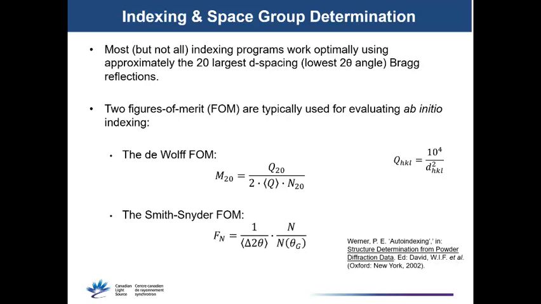The second indexing figure of merit is the Smith-Snyder figure of merit, and it's formally defined for an arbitrary number of indexed peaks. And for both of these figures of merit, essentially, the higher the value you get, the better a match you've got.